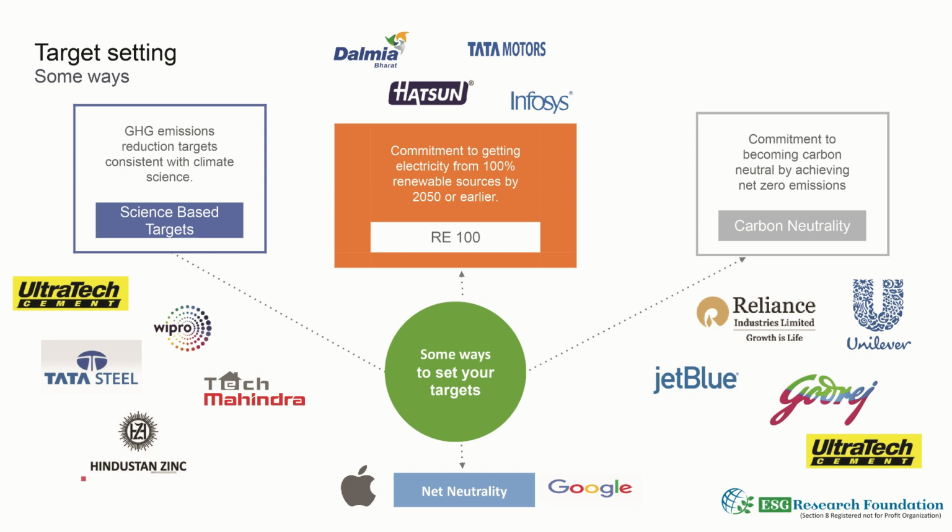On one hand we have the science-based target, to be more Paris aligned. Then there are certain other targets wherein a company commits towards using 100% renewable sources. That is the RE100. Then there is carbon neutrality also as a target, wherein industries want to become carbon neutral by achieving net zero emissions. And there are also the net neutrality targets taken by some IT companies, wherein not just the ongoing emissions, they look towards reducing their historic emissions also. So, different ways in which target setting can be done.